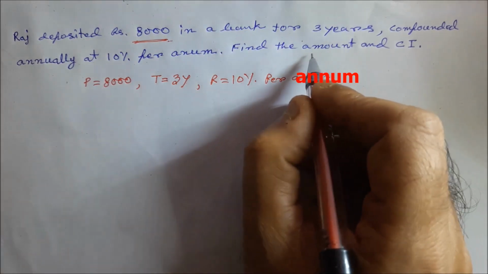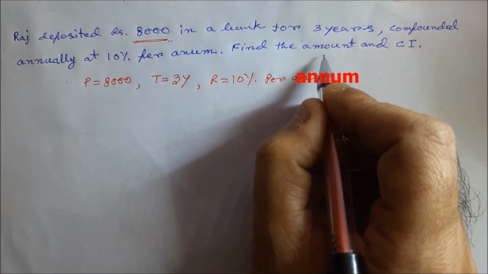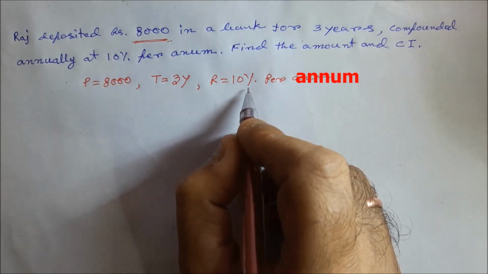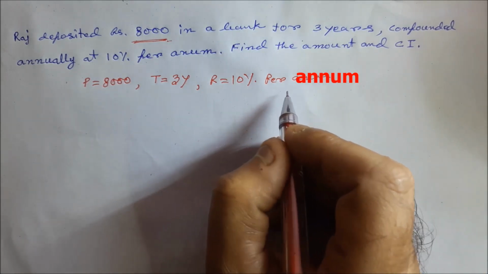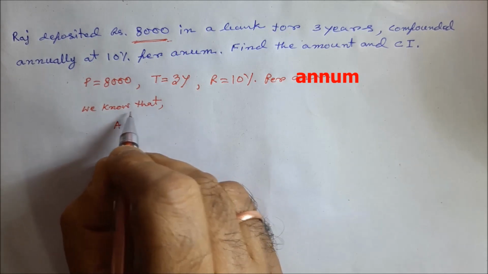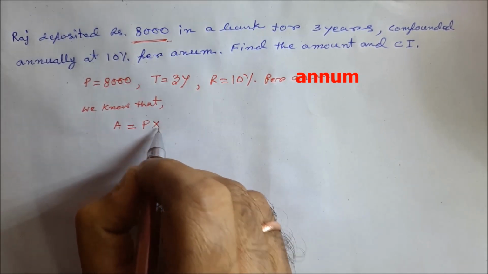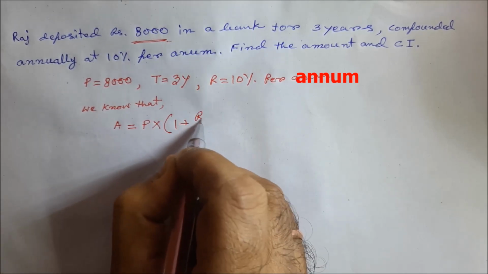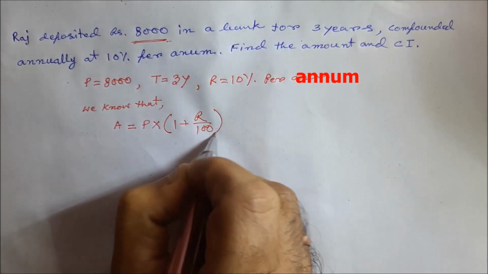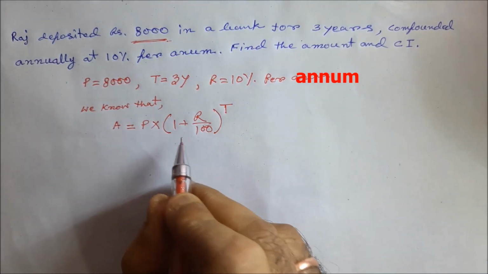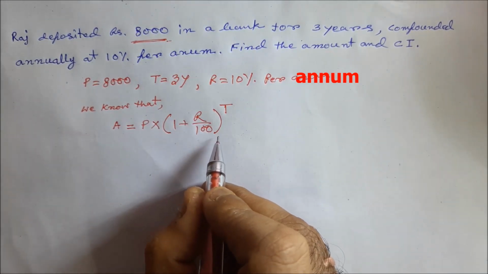Now they are asking for the amount. So we have already done the formula for the amount, if the rate is compounded annually. We know that amount is equal to P multiplied by (1 plus R by 100) whole to the power t, isn't it? That is the formula. We already did that in our previous video.